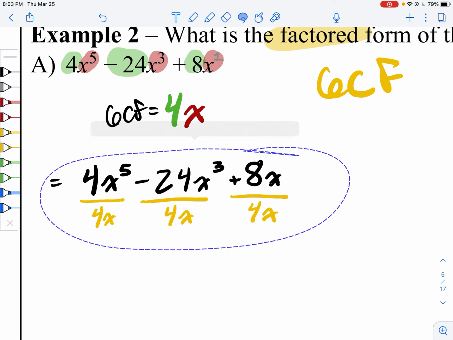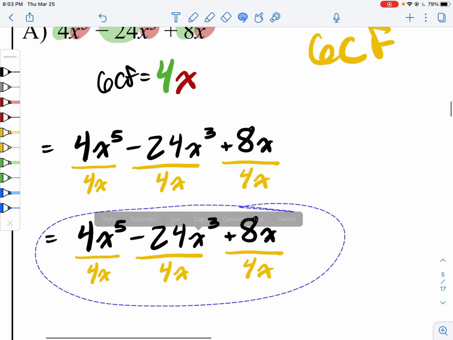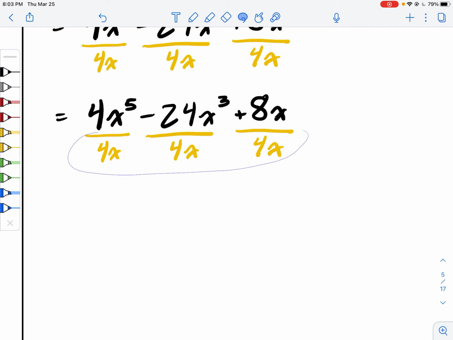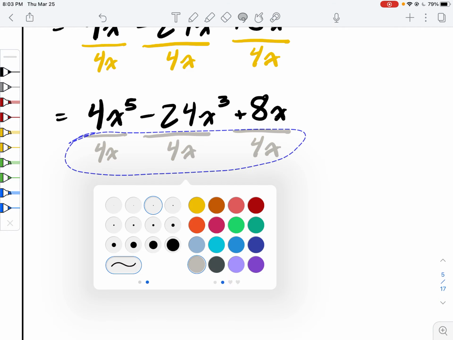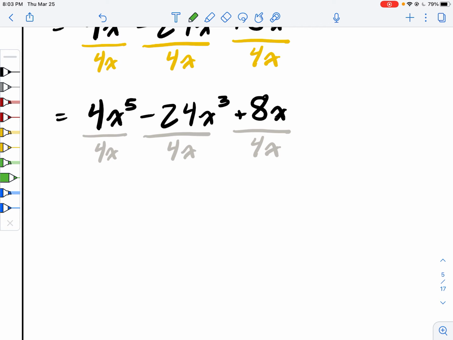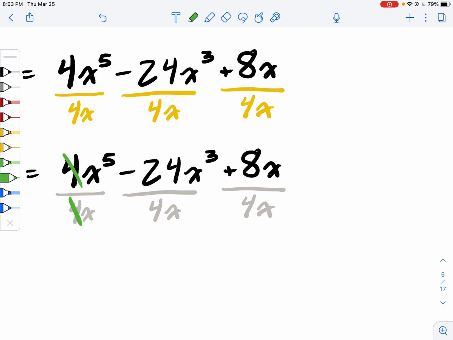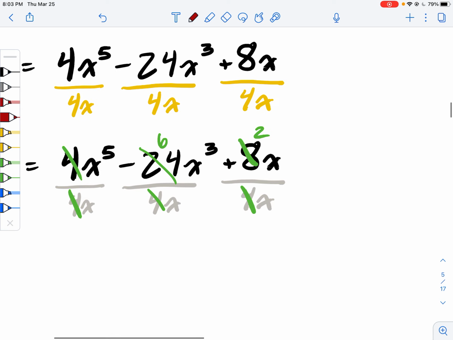So now I'm going to rewrite this with all the work on it. All right, so again, the 4s will cancel out. 24 cancels out with 4 to get 6. 8 reduces with 4 to give us 2. And then on the x side, this is all x to the first at the bottom, right? Cool. So let's work backwards. The x's will cancel out. 3 minus 1 is 2, so that'll be an x squared. And 5 minus 1 is 4, so that'll be an x to the 4th power.